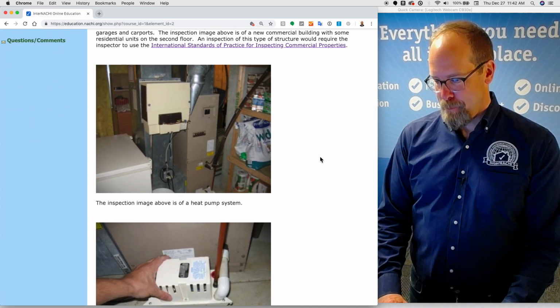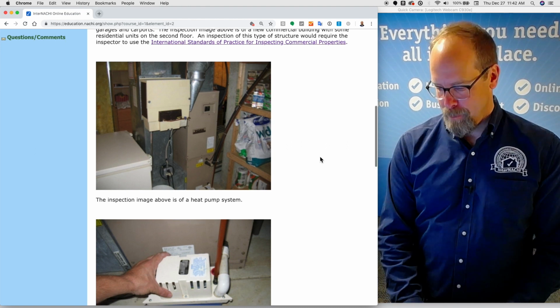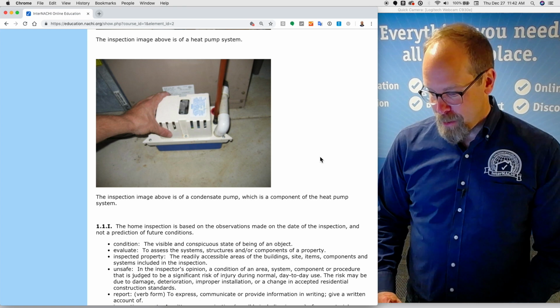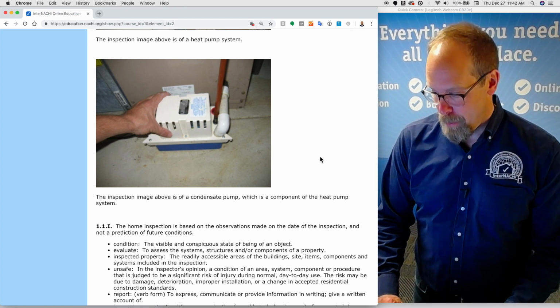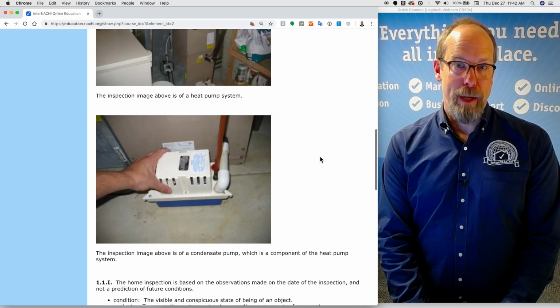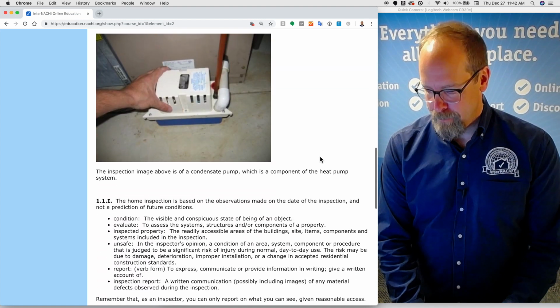This picture here, inspection image, is of a heat pump system. And this inspection image is of a component of that heat pump system, which is the condensate pump. So that's the difference between a system and a component.